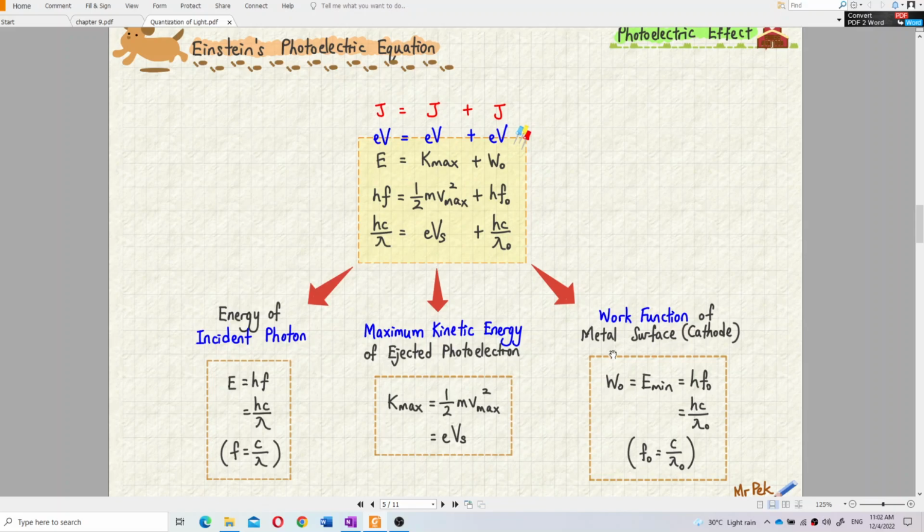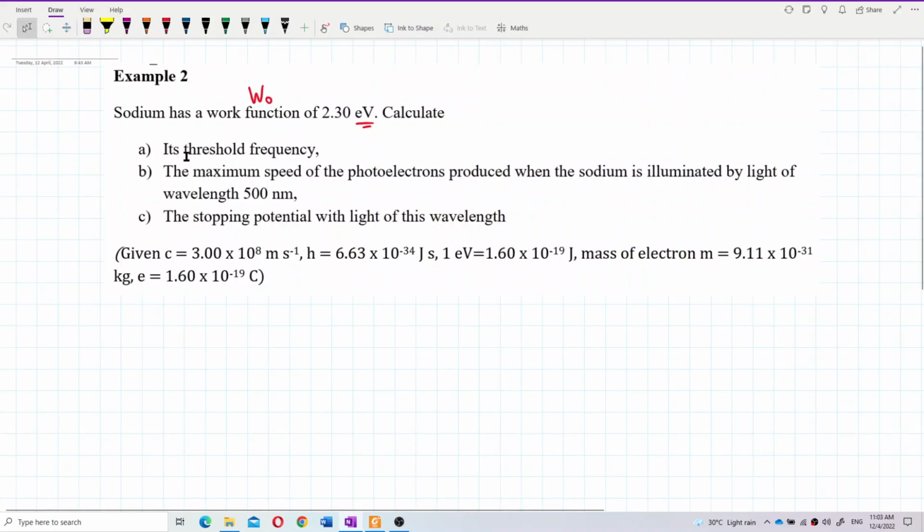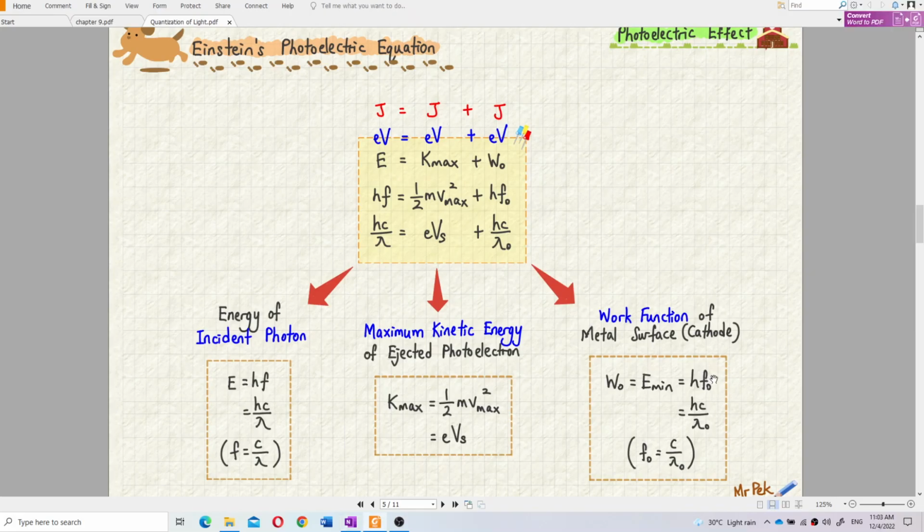The work function of the metal surface, W naught, is the minimum energy to release the electron from the metal. It is equal to h f naught, where f naught is the threshold frequency, and also equal to hc over lambda naught, where lambda naught is the threshold wavelength. If the question wants to find the threshold frequency, f naught, you just use this equation, W naught equal to h f naught. Then you can find the threshold frequency.